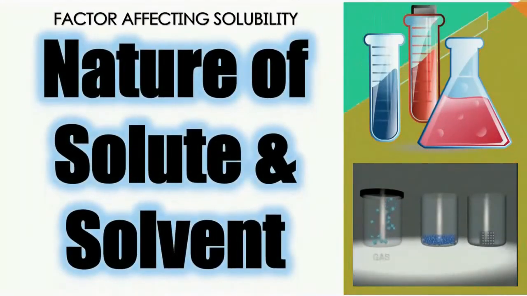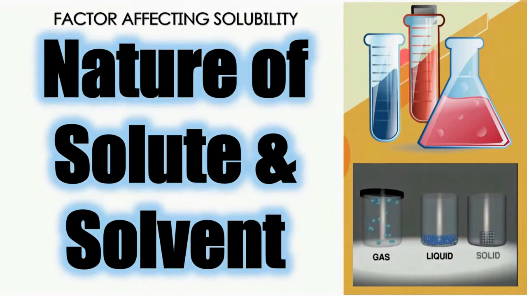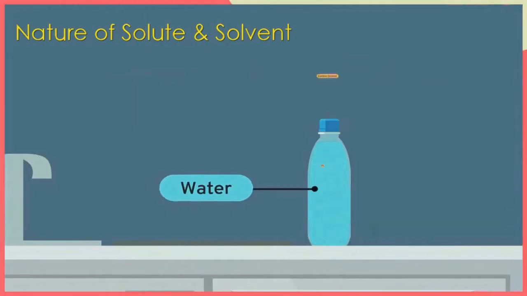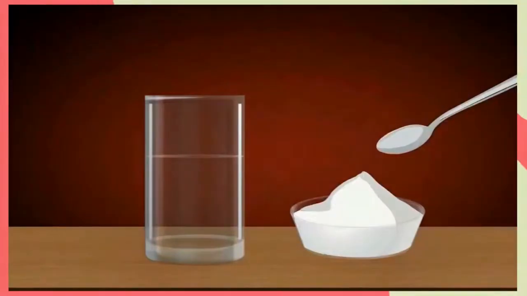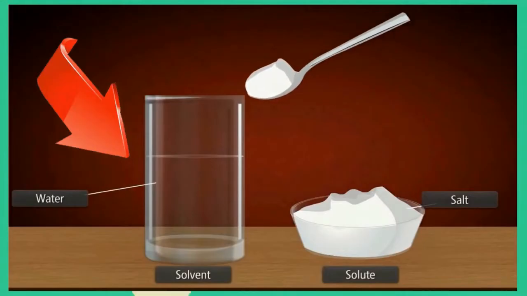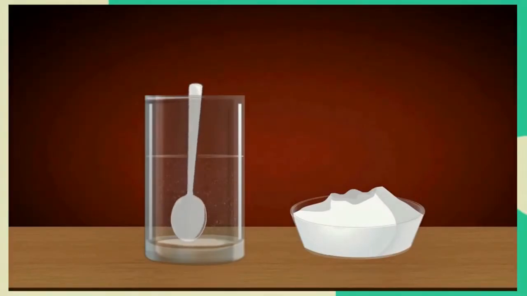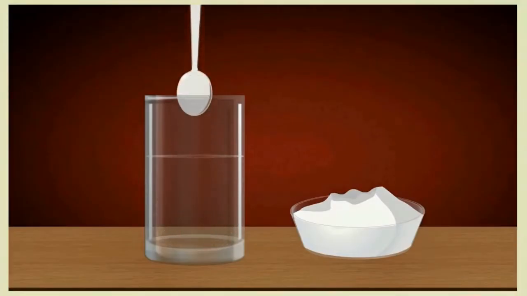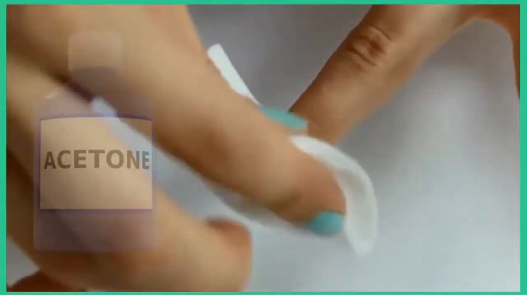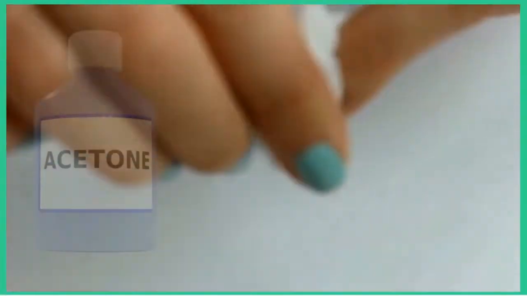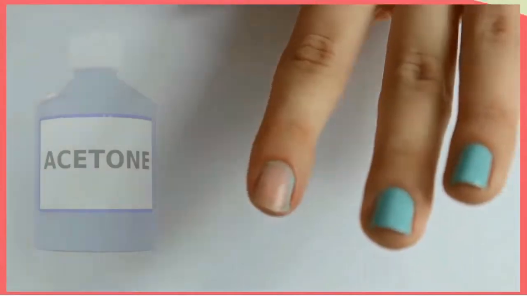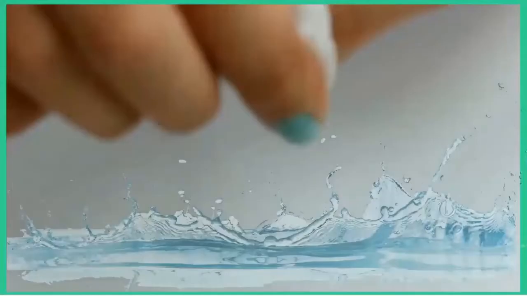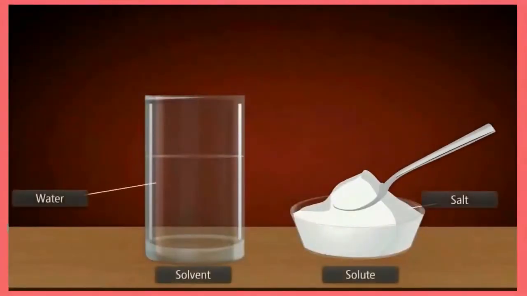First, the nature of solute and solvent. Solubility of a solute in a solvent depends on the nature of both solute and solvent. Example, salt, which is solute, dissolves in water, which is solvent. Nail polish dissolves in acetone. But we cannot dissolve nail polish in water. But water can dissolve salt.